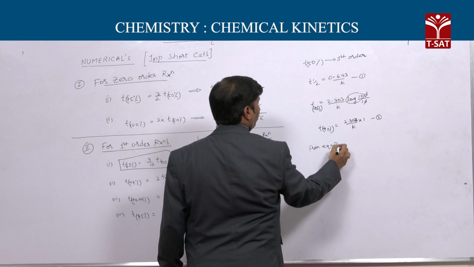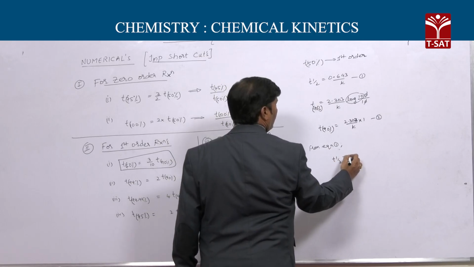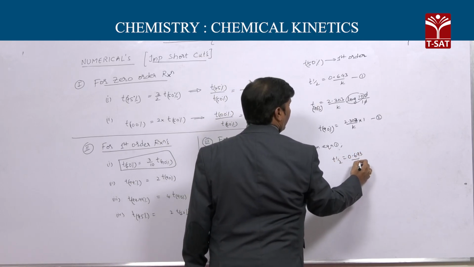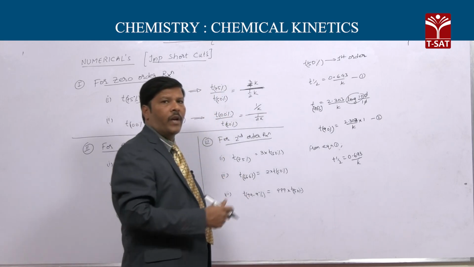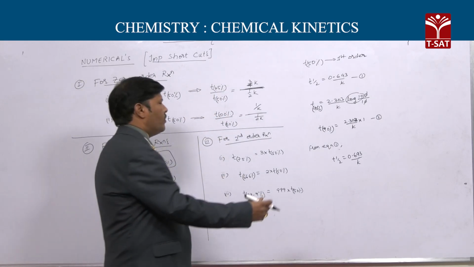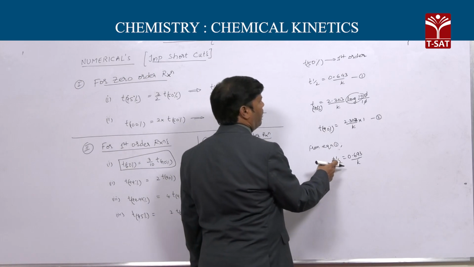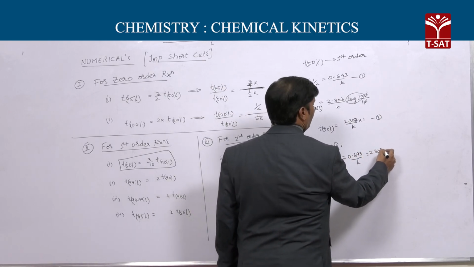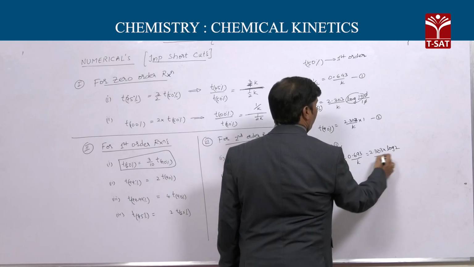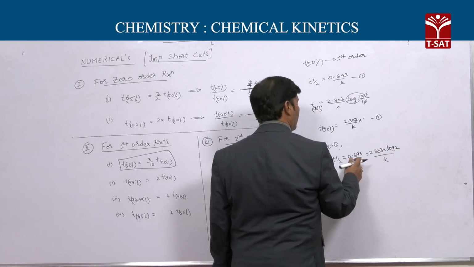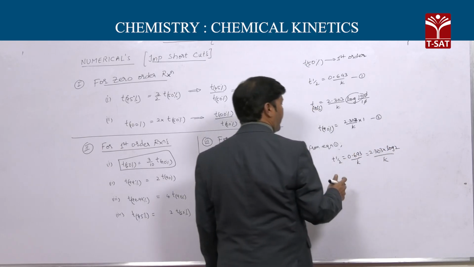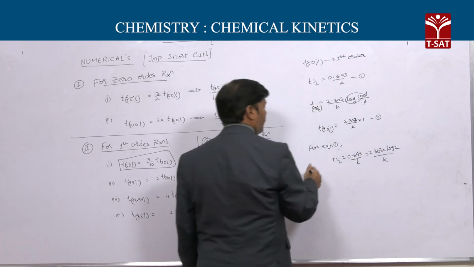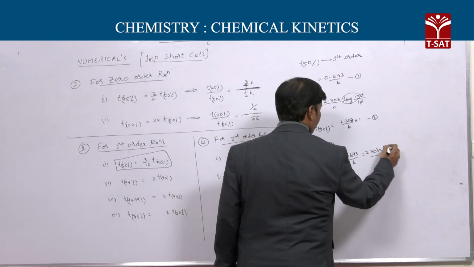From equation 1, T half is equal to 0.693 by K. I am going to expand this value. So dear students, if I expand this T half, which is T50%, this is nothing but 2.303 into log 2 divided by K. This is the expanded form of 0.693 by K.